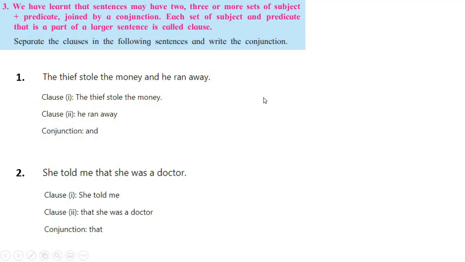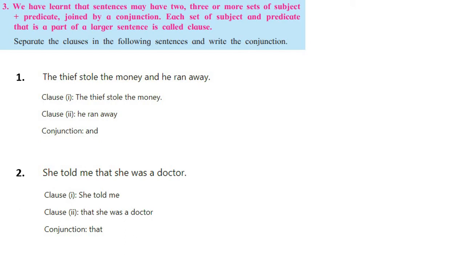Question 3. We have learned that sentences may have 2, 3 or more sets of subject plus predicate joined by a conjunction. Each set of subject and predicate that is a part of a larger sentence is called a clause. Separate the clauses in the following sentences and write the conjunction.